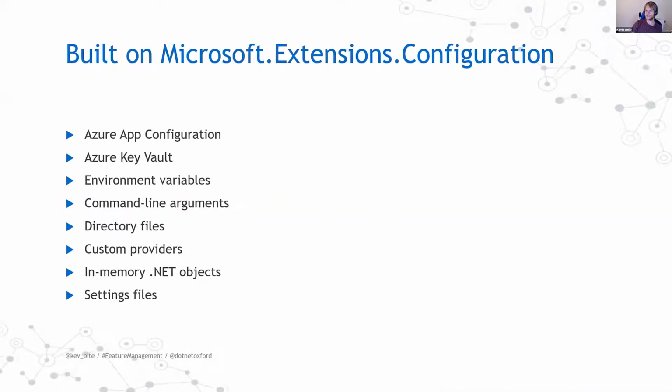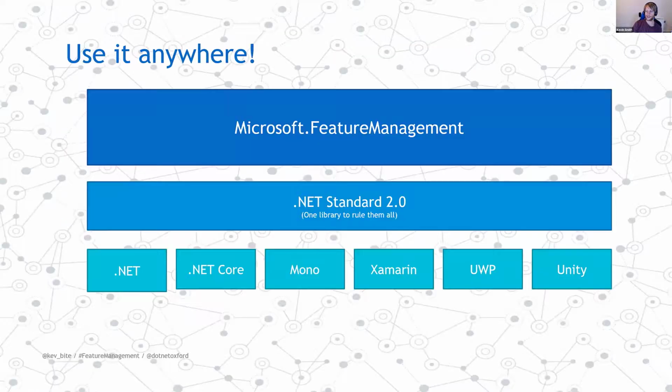And this is built on the .NET configuration, so all the new .NET cool stuff. That means we can build it based on any configuration tools. So we can use environment variables, command line arguments, files and directories, or just objects in memory to set our settings, or just setting files. And it's also built on .NET Standard, so we can use it literally anywhere: on the full-fat framework, .NET Core, Mono, Xamarin, etc. Anything that supports .NET Standard, we can use it on.